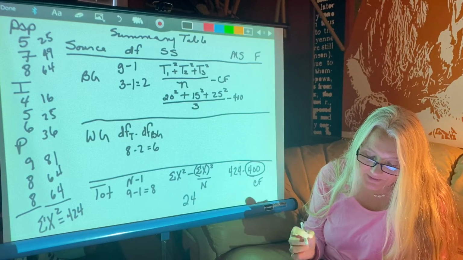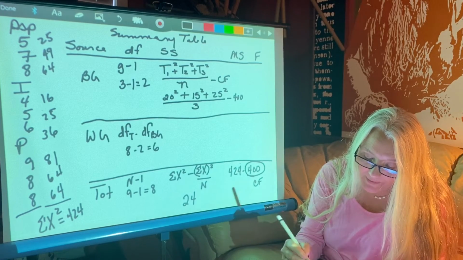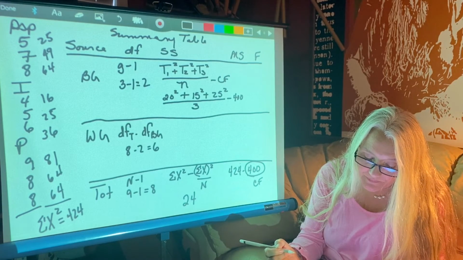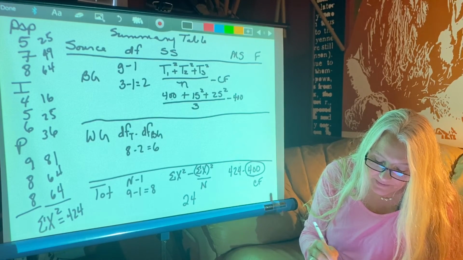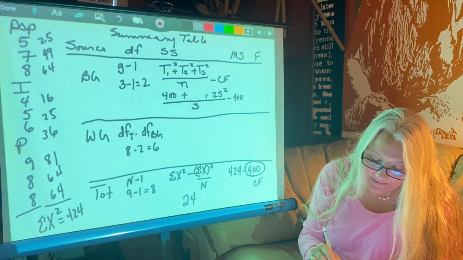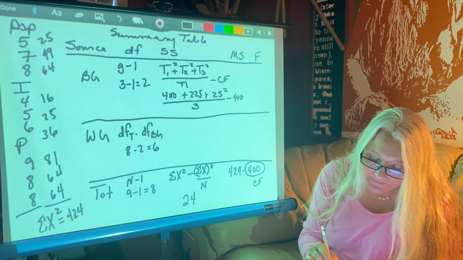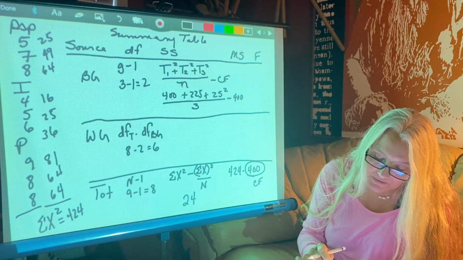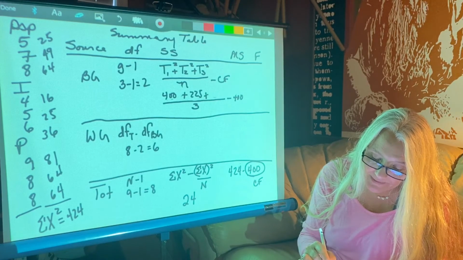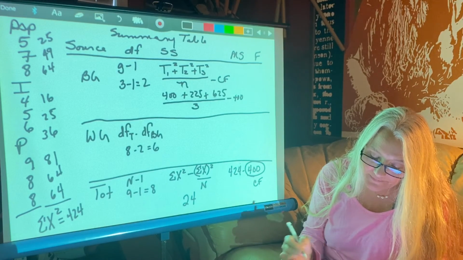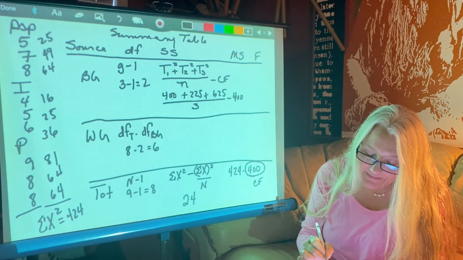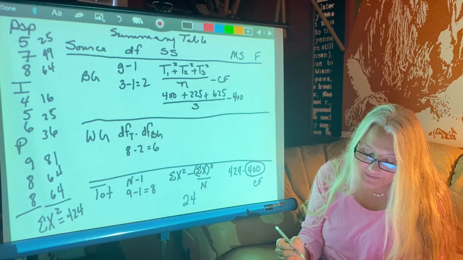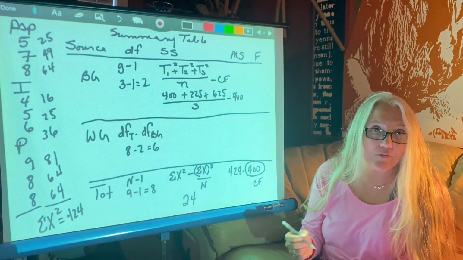Okay, so let's calculate that. So 20 squared is 400. 15 squared is 225. 25 squared is 625. And then we add up all that, divide by 3, and subtract 400. So go ahead and do that for me.